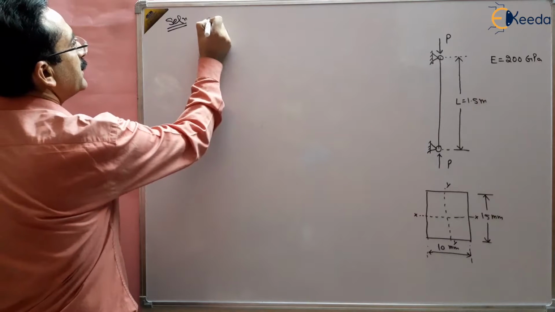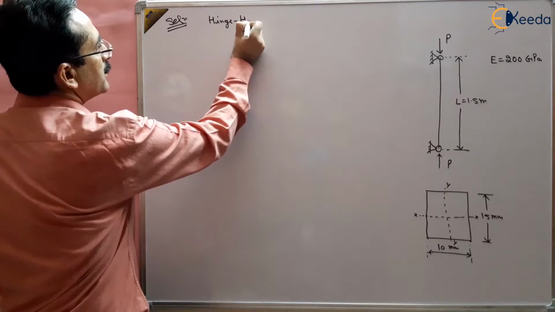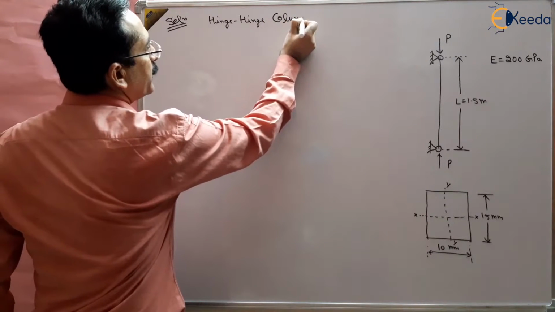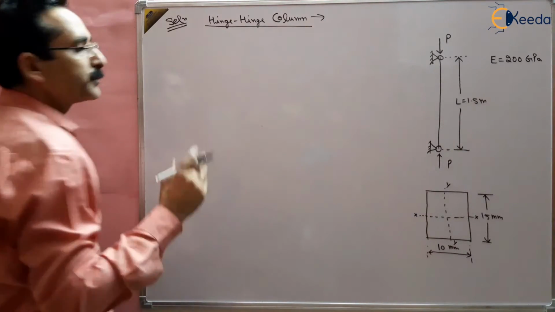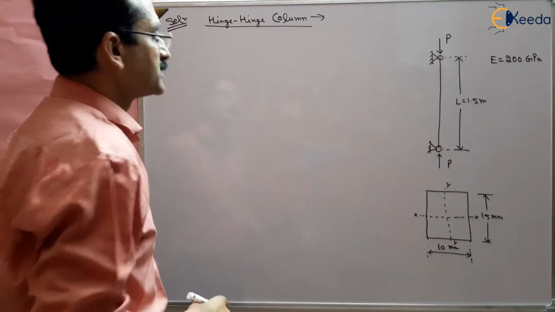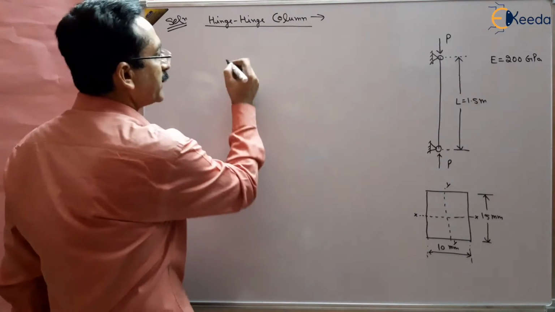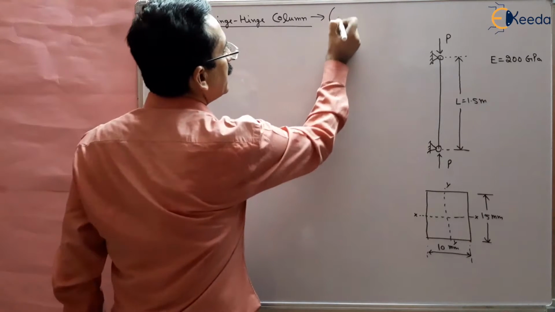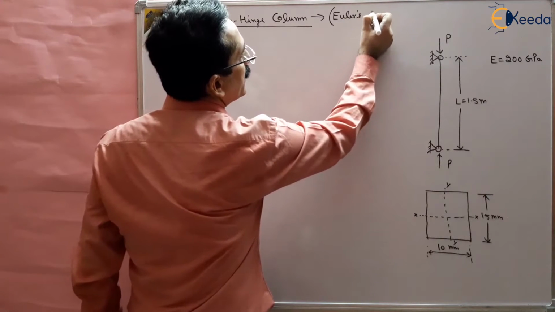So this column is a hinge column, right? So we will apply the formula of Euler's equation for hinge or pin joint at both ends, right? Now, what is the critical load? What is critical load by Euler's formula? We are using Euler's formula.